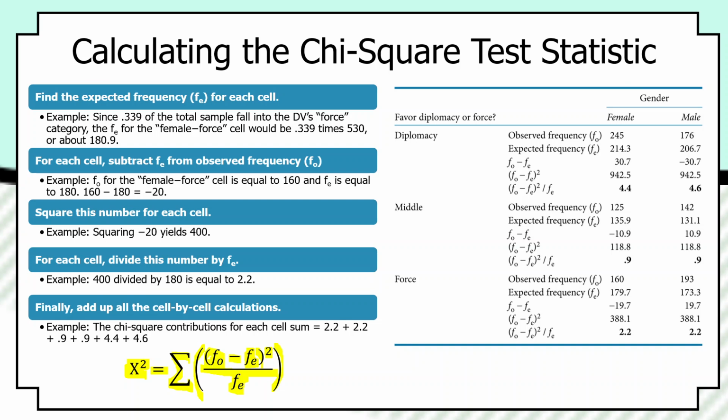So for example, find the expected frequency for each cell. Since 0.339 of the total sample fall into the force category, the dependent variable, the expected frequency for the female force cell would be 0.339 times 530, or about 180. We'll come back to that slide.